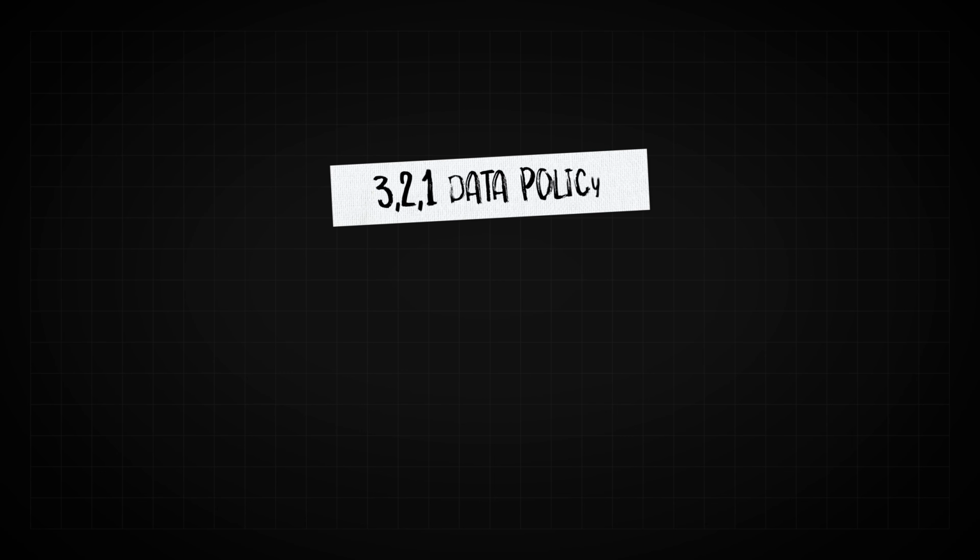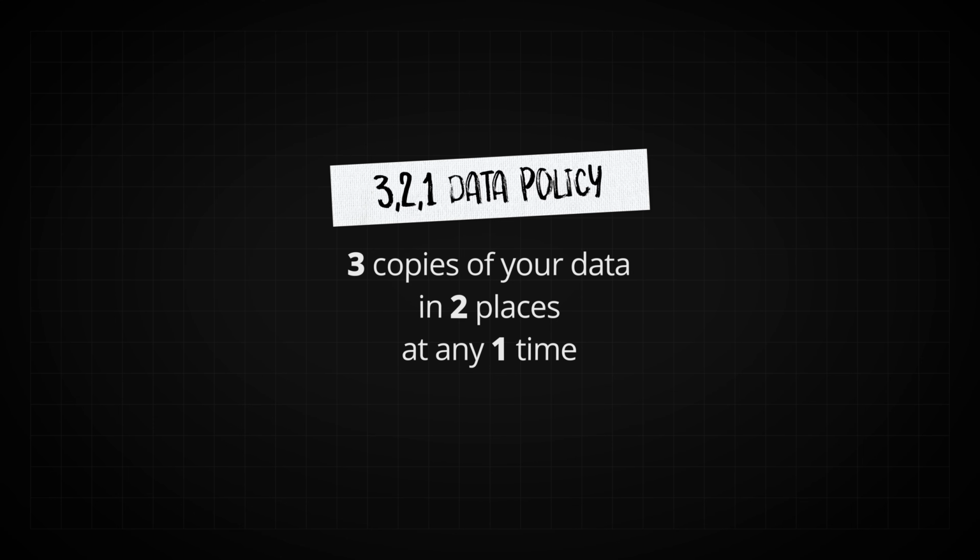Now, we'll get to this later, but first we need to cover some quick storage basics. First, data safety. Hard drives fail, SSDs fail. It's not a matter of if, it's a matter of when. That's why if you want your data to be safe, you need to have at least 2 copies. Or even better, you might have heard of the 3-2-1 policy. For your data to be safe, you should have 3 copies in at least 2 places at any one time. That way, if your office burns down, your data is recoverable.